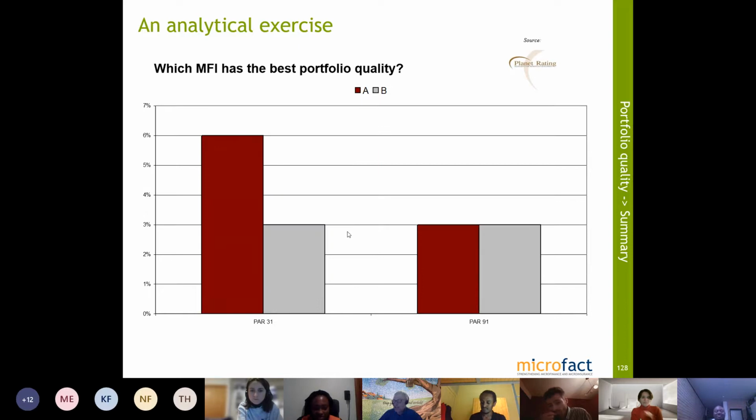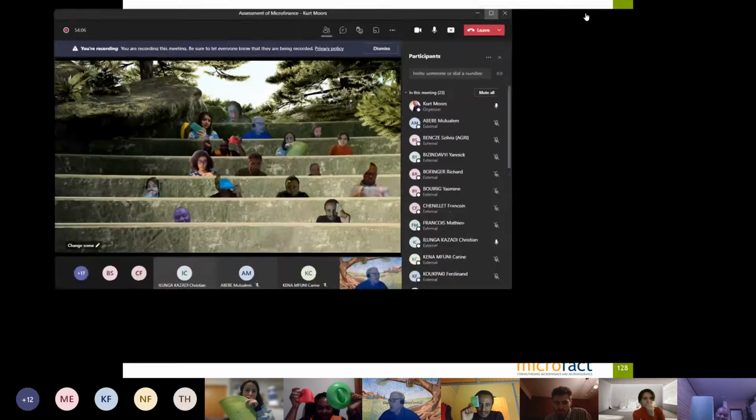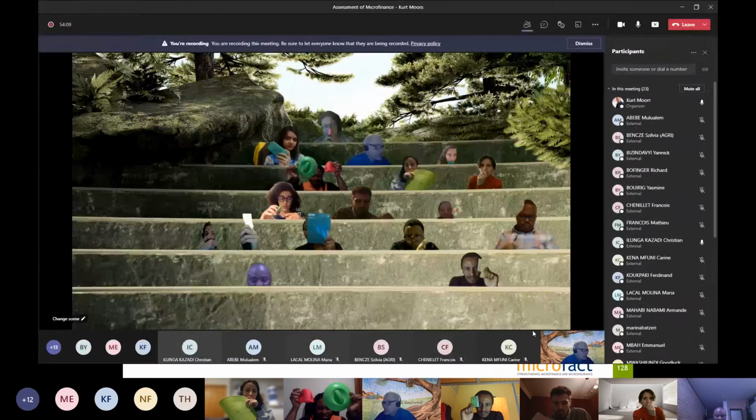If I add this information, the par 90 or 91, for both the same, which one is best in class? The best performing? Now I see a lot of different colors. You can see what your colleagues are thinking. Yeah, I see a lot of colors.